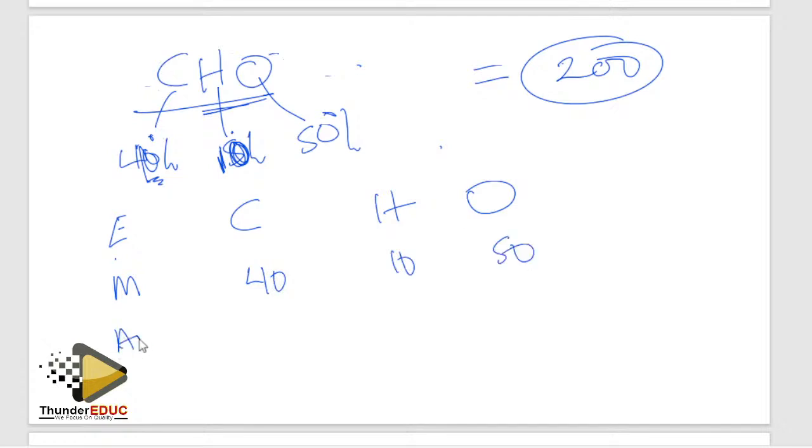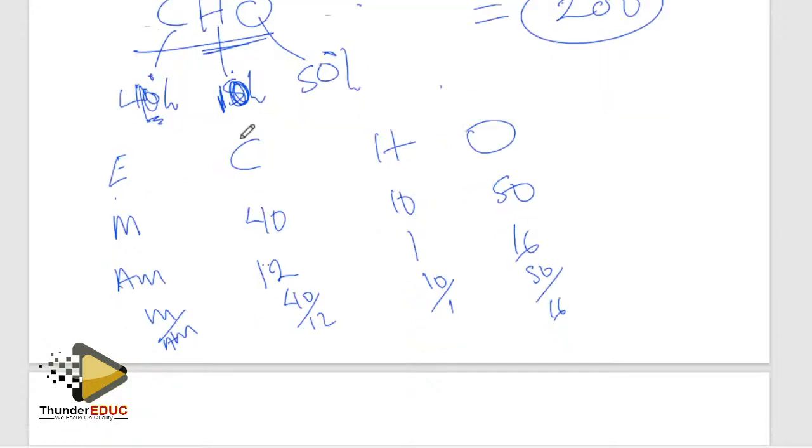Then atomic mass. You look into the periodic table, so it is 12, 1, and 16. Now you divide the mass over the atomic mass. In this case, you get the number of moles. So you say 40 divided by 12, then 10 divided by 1, and then 50 divided by 16. After that, you get the answer here.